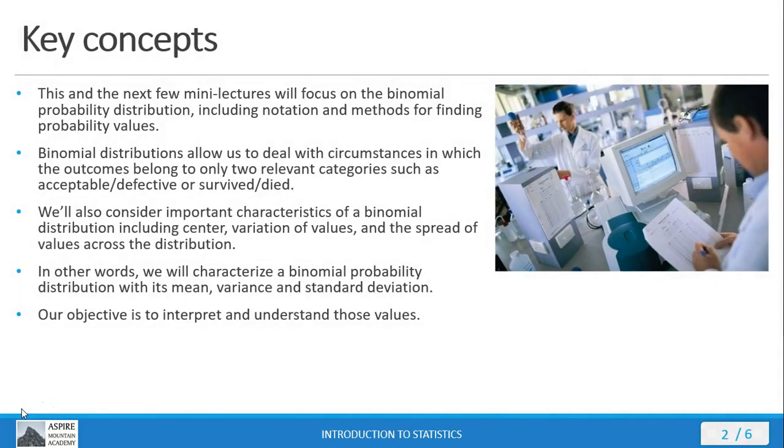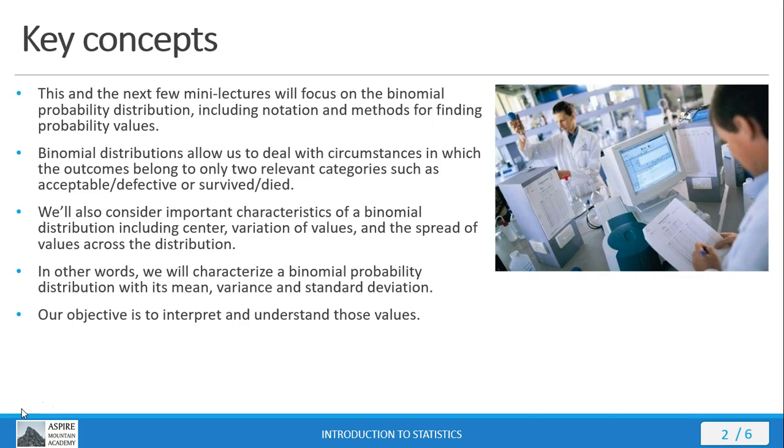So, here we're going to introduce the binomial probability distribution, or we just simply call it a binomial distribution. It's a type of probability distribution. We're going to talk about the notation, methods for finding probability values, and essentially binomial distributions are for circumstances in which outcomes belong to one of two relevant categories. So it's black or white, win or lose, acceptable, defective, survive, died, these types of things where it's one or the other, you win or you lose, succeed or fail.